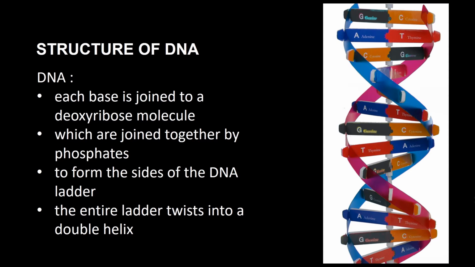Now, each base is joined to a deoxyribose molecule, which would be here, and the deoxyribose molecules are joined together by the phosphates, which would form the sides of the ladder. So the sides of the ladder are formed by the deoxyribose and the phosphate, and the entire ladder twists into a double helix shape.